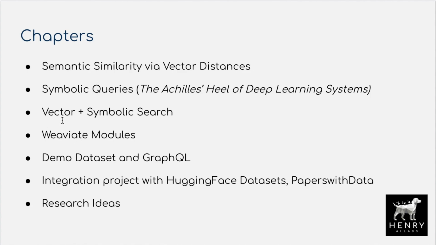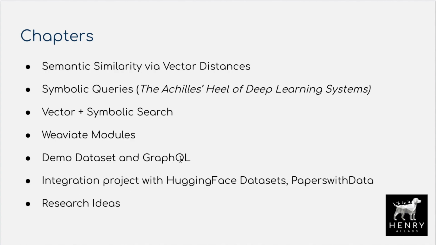Weaviate Modules is how you interface these deep neural networks that perform tasks on top of the vector and symbolic search. So you can return instances from your database that match this vector and symbolic query, and then you can process the returned data with your task models. A really exciting part of Weaviate is the Weaviate Modules that lets you integrate this functionality to your vector and symbolic search engine. Then we'll look at the demo dataset that's available when you're first starting out with Weaviate and then learning how to use this GraphQL interface.